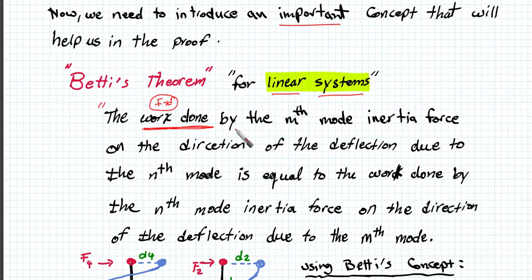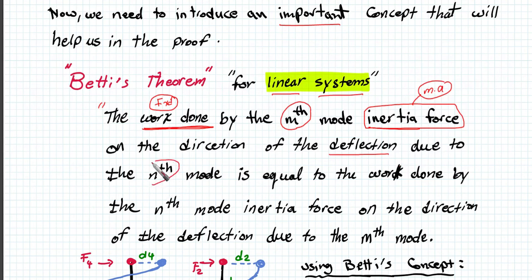So the work done by the mth mode, which is one mode shape, inertia force, again inertia force, this means that we know there is mass times acceleration here, on the direction of deflection. The work done by the mth mode inertia force on the direction of the deflection due to the nth mode is equal to the work done by the nth mode inertia force on the direction of the deflection due to the mth mode.